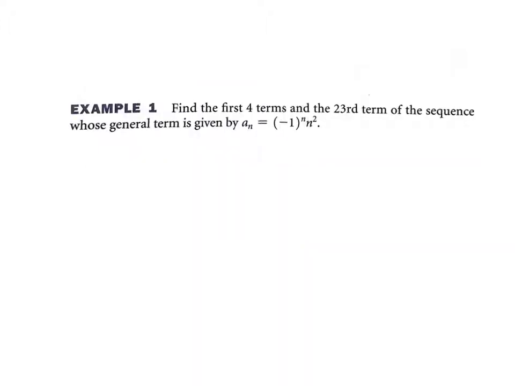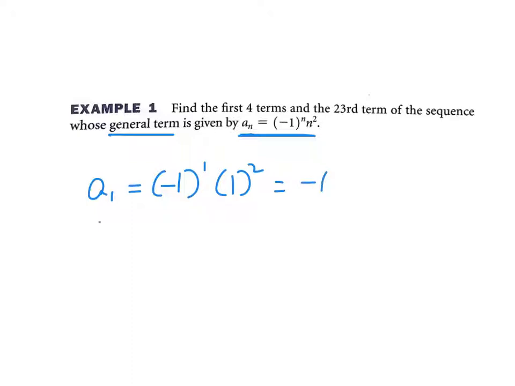All right, this one says find the first 4 terms and the 23rd term of the sequence with the given general term. When they say general term, they're talking about A_n, like the equation, A_n equals whatever. To find the first term, I'm going to plug a 1 in everywhere I see an n. So it's going to be -1 to the first power, 1 squared. I just plugged it in right there. Work that out, you will get -1. To find A2, the second term, I'm going to plug a 2 everywhere I see an n. Work it out, and we get 4.